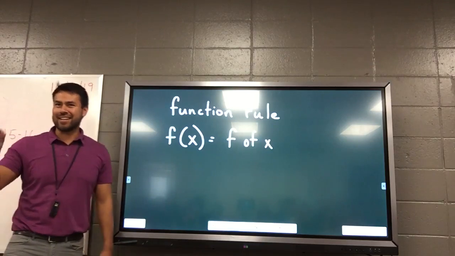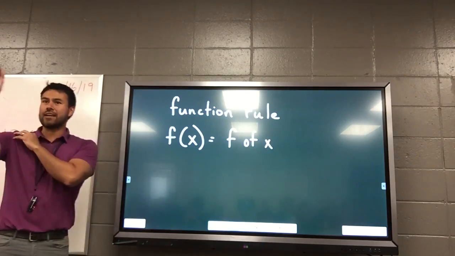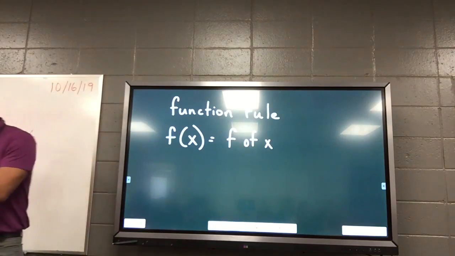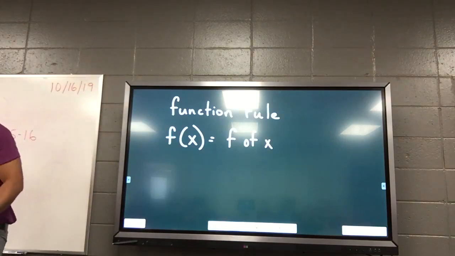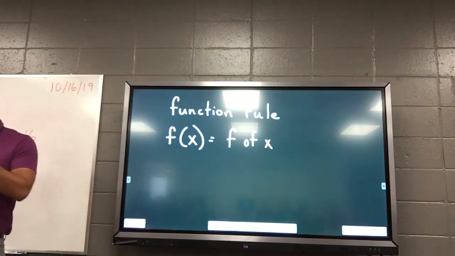Beta is like, I forget, I think it's a B. Alpha is like an A, like a fish A. Okay, anyway, why are we going through Greeks? Oh wait, we use the Greek letters to help us in math.